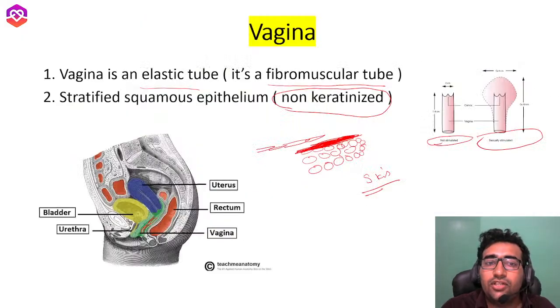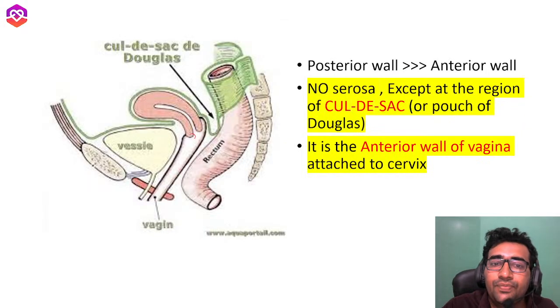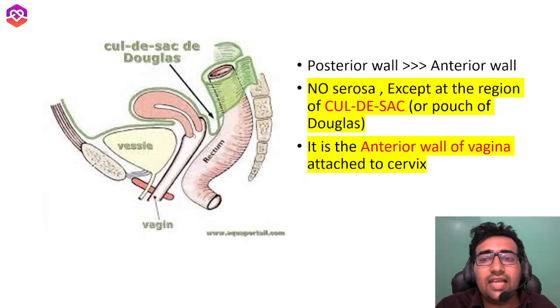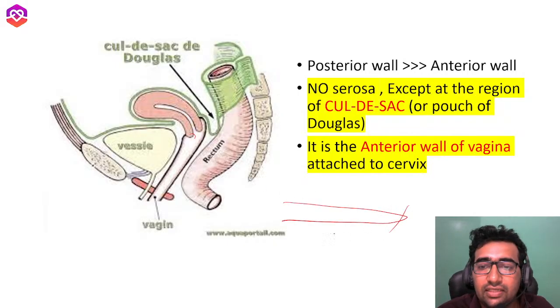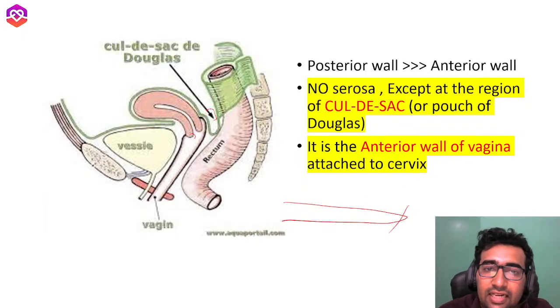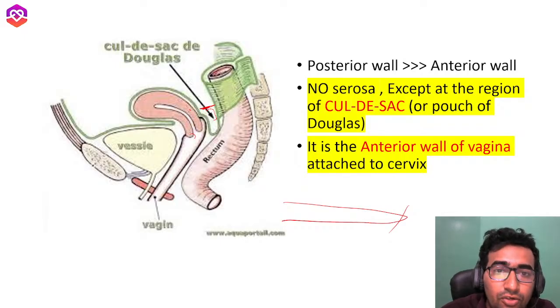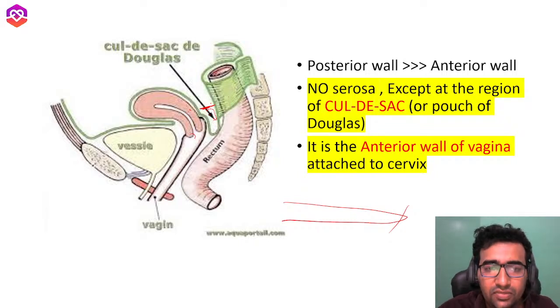Vagina is a fibromuscular tube made up of stratified squamous epithelium, and its anterior wall is shorter than the posterior wall, with serosal covering only at the region of the cul-de-sac. What do you mean by cul-de-sac? Cul-de-sac means a narrow passage in the street where one end is closed. Or in other ways we can say pouch of Douglas. The region between uterus and rectum we say cul-de-sac, or pouch of Douglas, or recto-uterine pouch of Douglas, you can say. I will tell later.